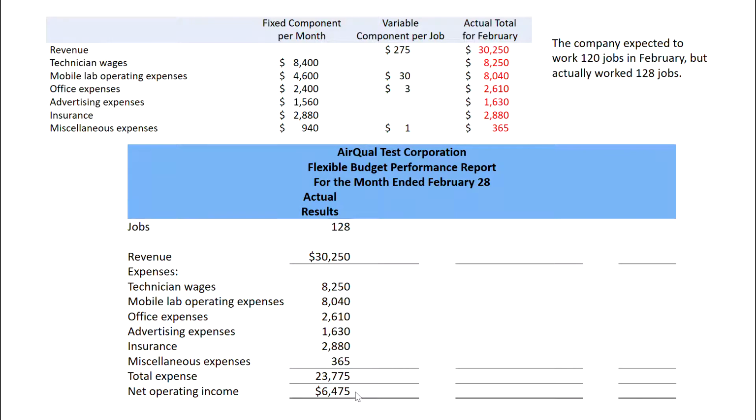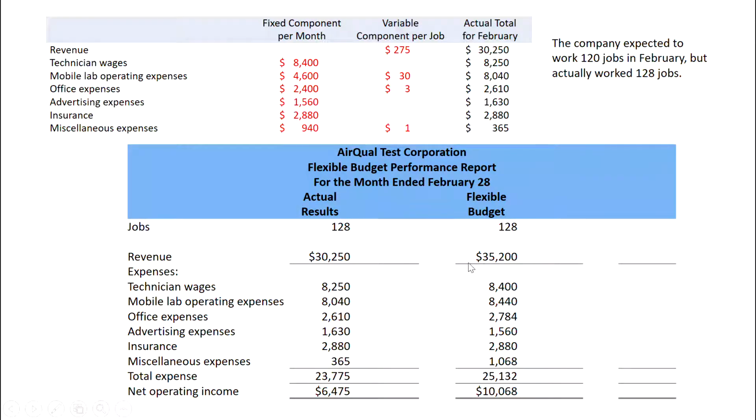At this point, you might be asking, how's this different than a basic income statement? Wait, we're moving on to our next steps. Our next step is we're going to calculate the flexible budget. And how I'm going to do that is I'm going to use the formulas up above, but I'm going to flex that for the actual amount of activity, which is 128 jobs. So for jobs in the flexible budget, we use actual, which is 128. These are all different numbers.